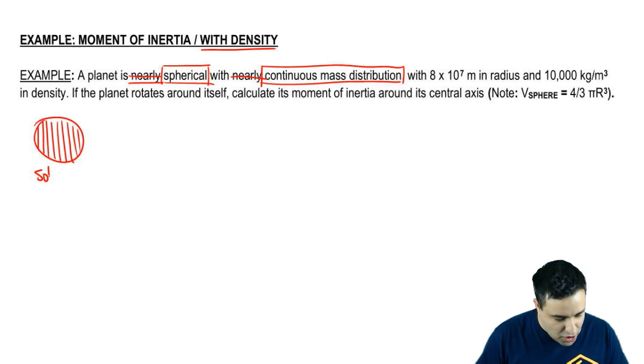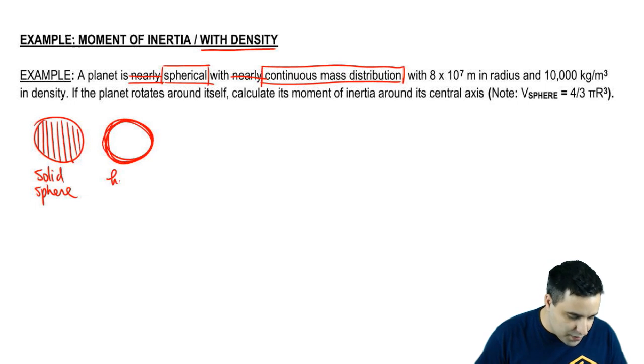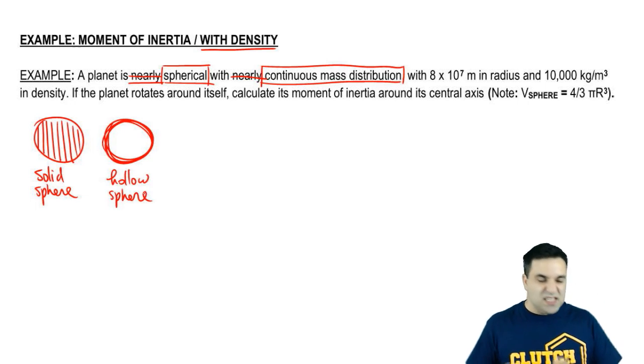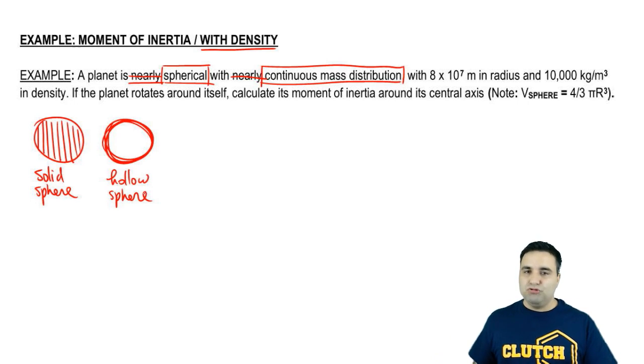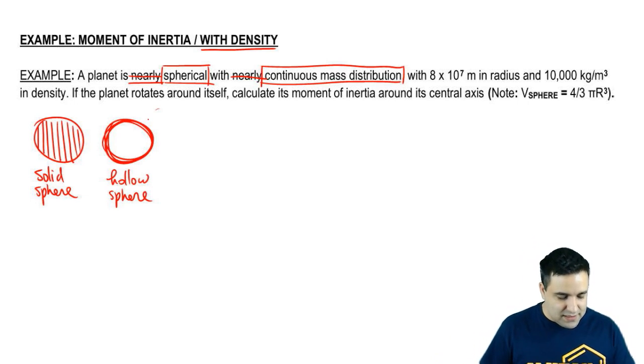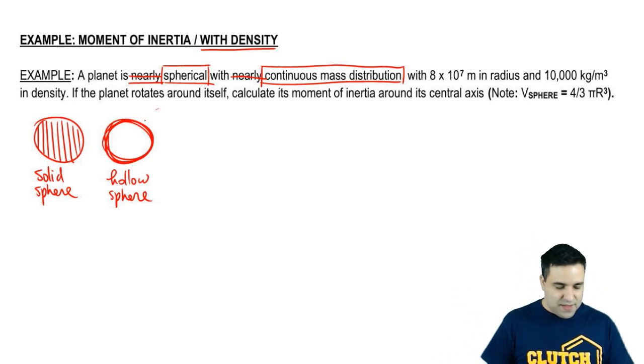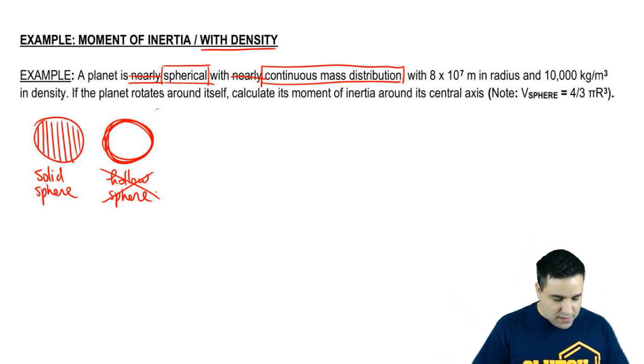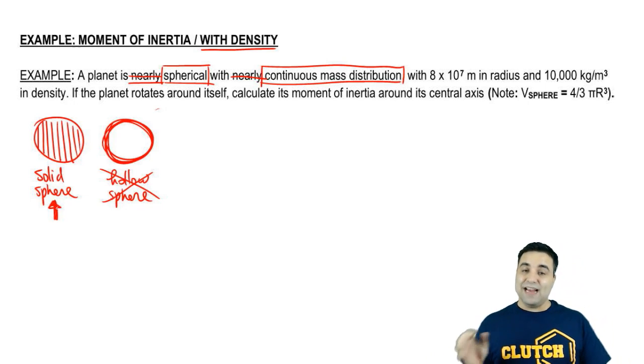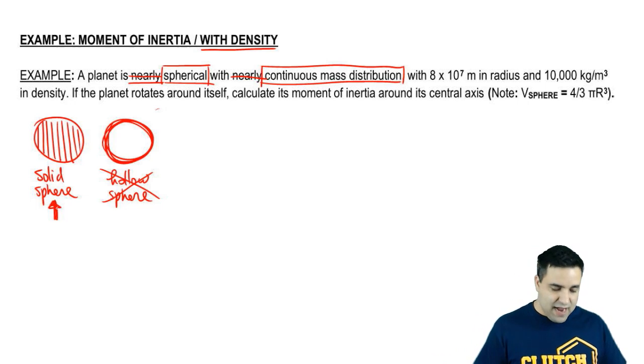This is a solid sphere, and this is opposed to a hollow sphere, which is a sphere that has nothing inside. It's not continuously or evenly distributed. All the mass is concentrated on the edges. This is not what we have here. This is what we have here. The reason that's important is because you're going to get a different moment of inertia equation depending on what kind of sphere you have.